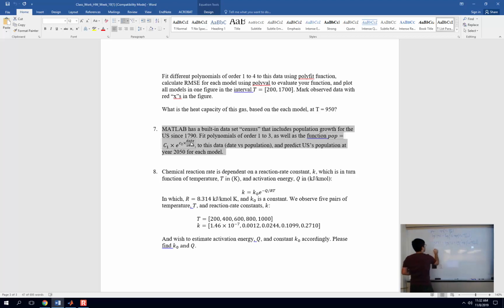And that would be log of population equal to log of C1 plus log of exponential. Log and exponential, we cancel it. What you'll have is C2 times date divided by 1800.